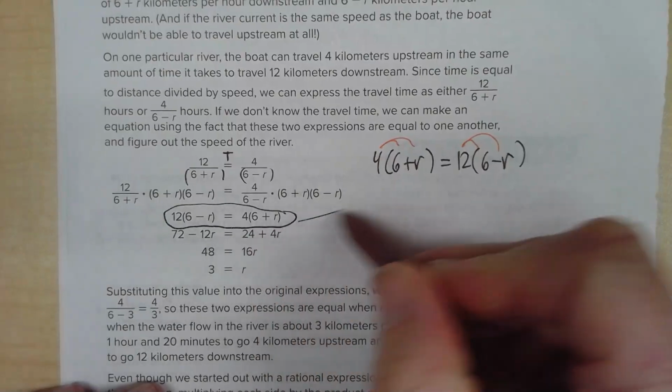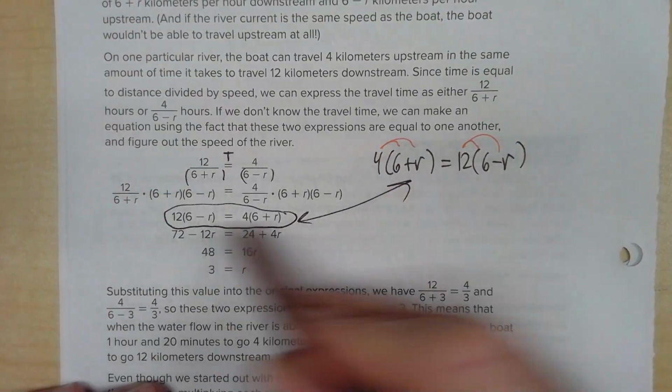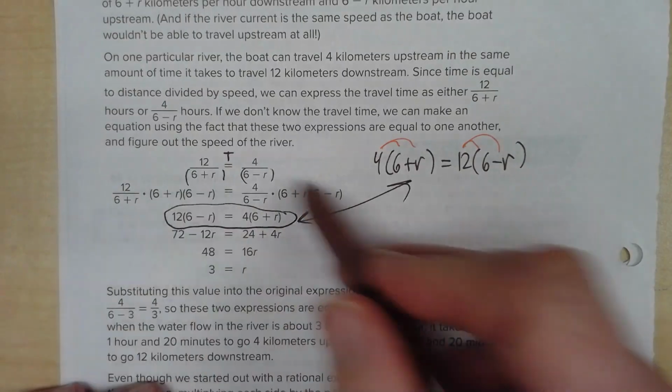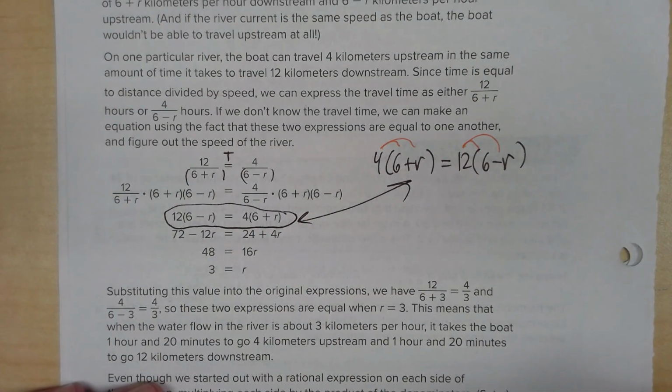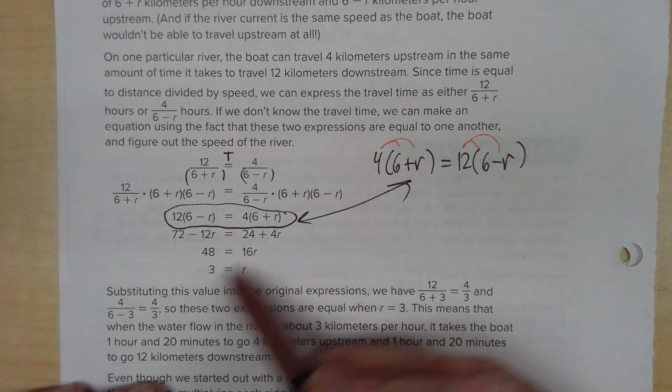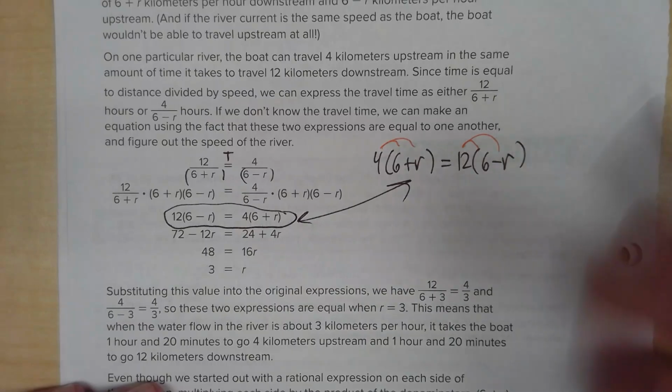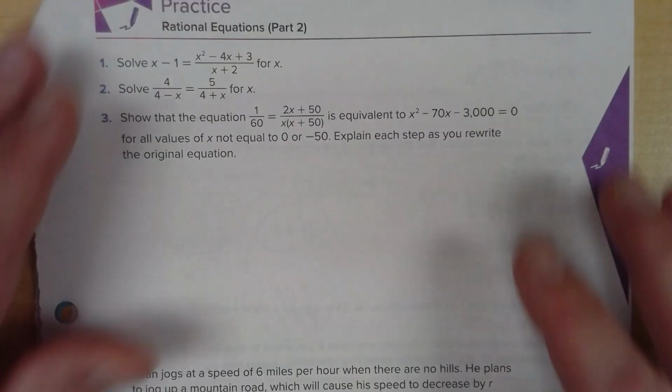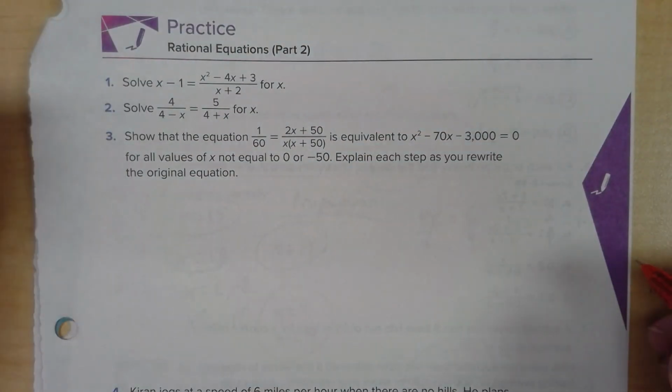Okay, so that step there is to me very convoluted. So then you distribute, get the R's on the same side, and then divide, and you get R is 3. So it's the same kind of problem. Now you are ready for the orange page. But you're going to need some space here to do the orange page.